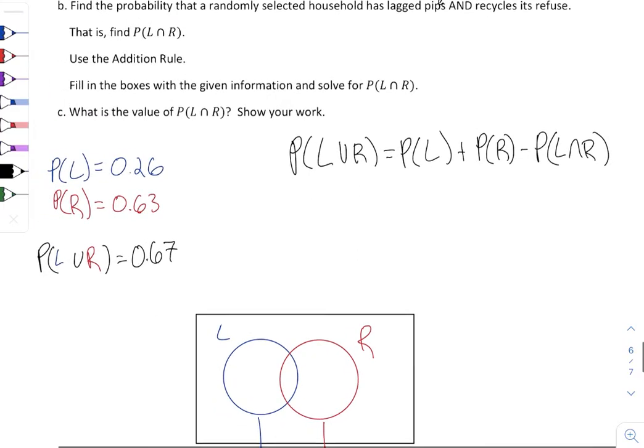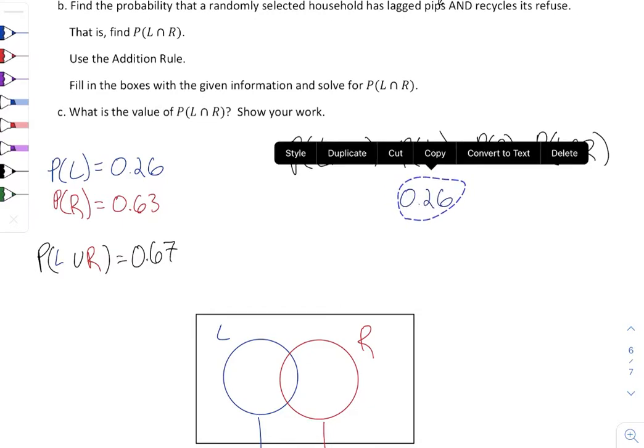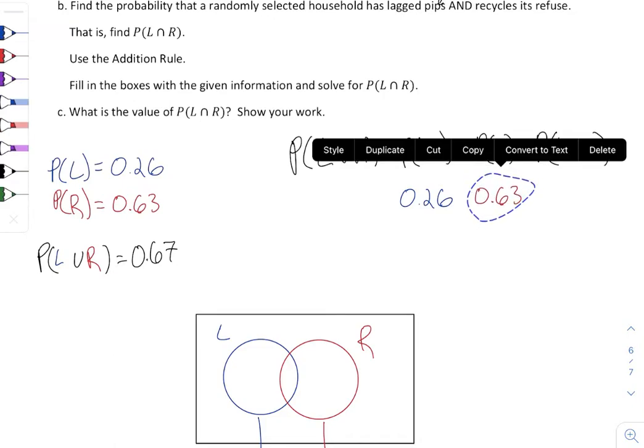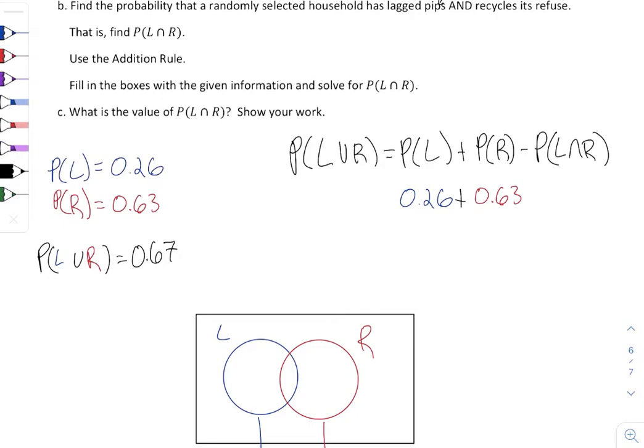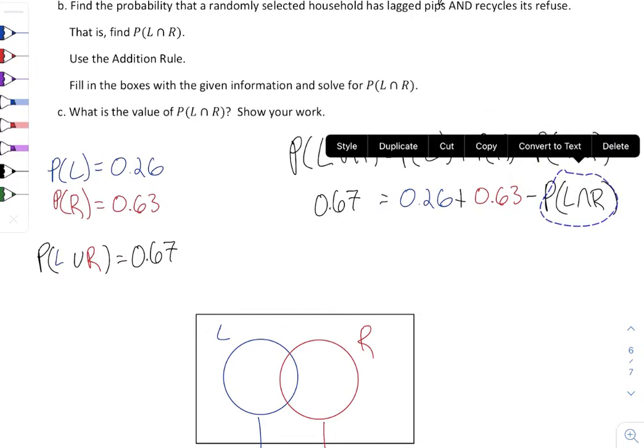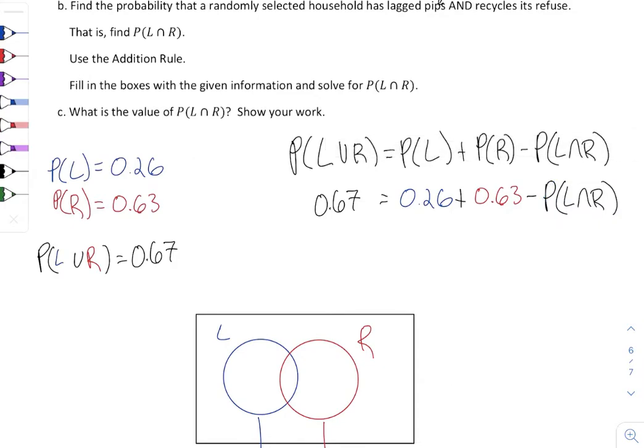We have it. Now it's just a matter of getting the information I know and wrote down already and plugging it into this equation. I know L was 0.26. I know R is 0.63. Those two get added, so I'll bring down that plus sign. There's a minus sign there. Equals, and in this case, I know the union, which is on the left side of the equal sign. What I don't know is the intersection, which is over here on the right. So I'm going to need to solve for the probability of L intersect R.